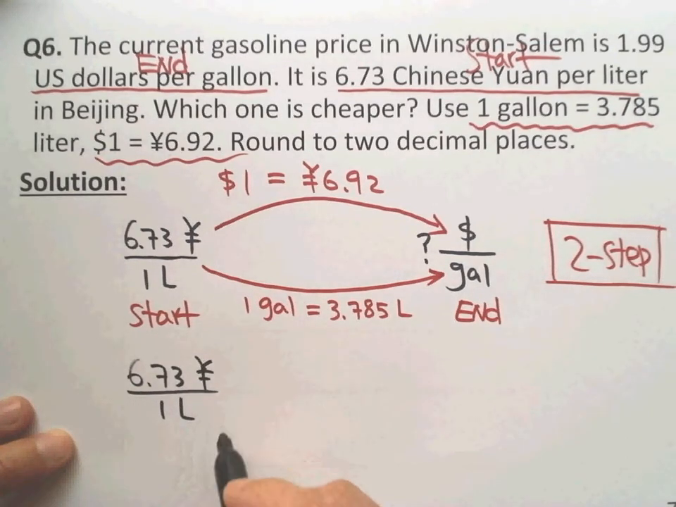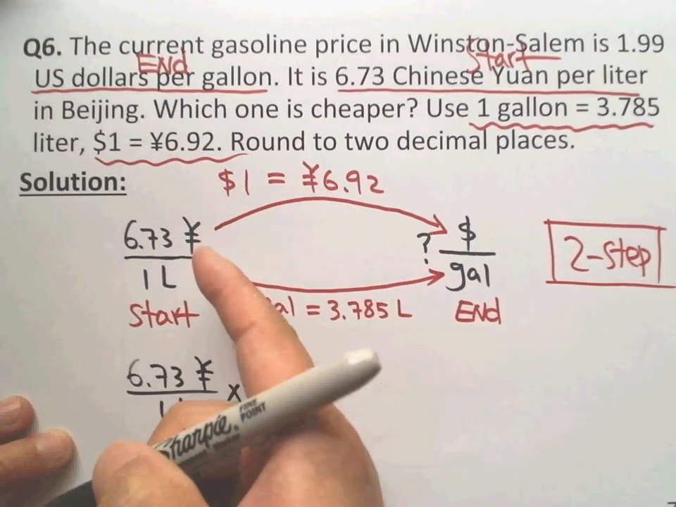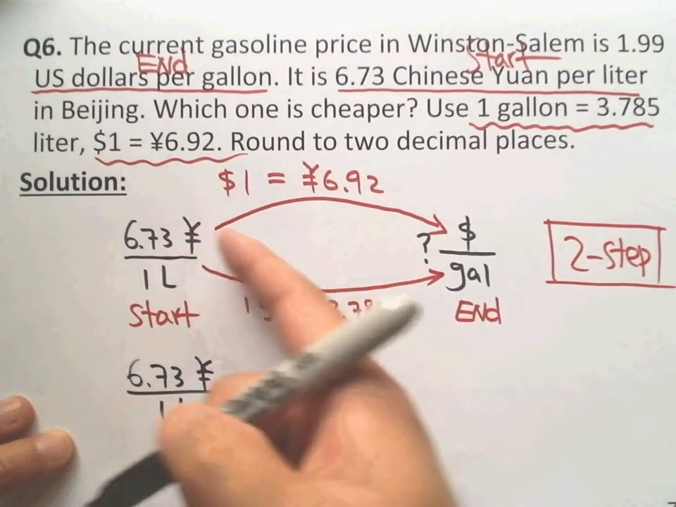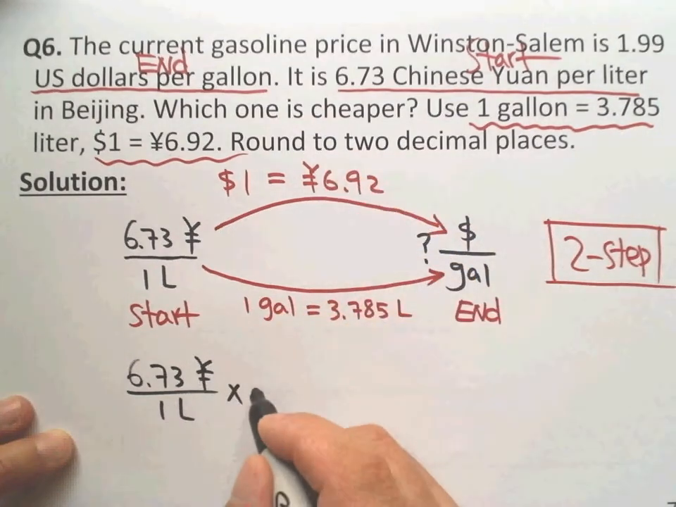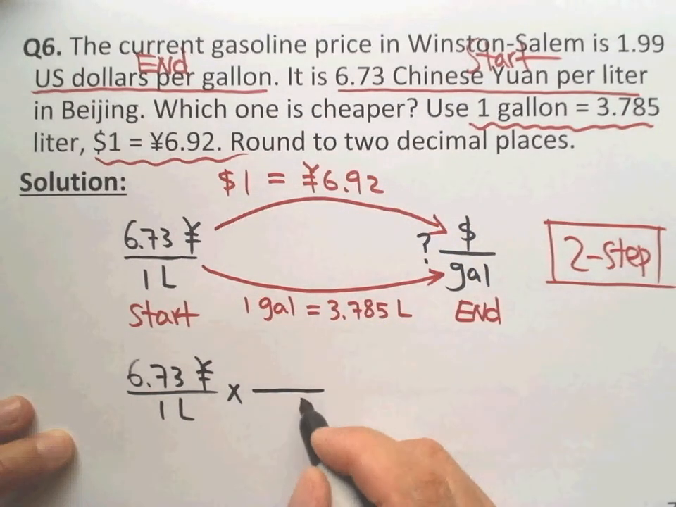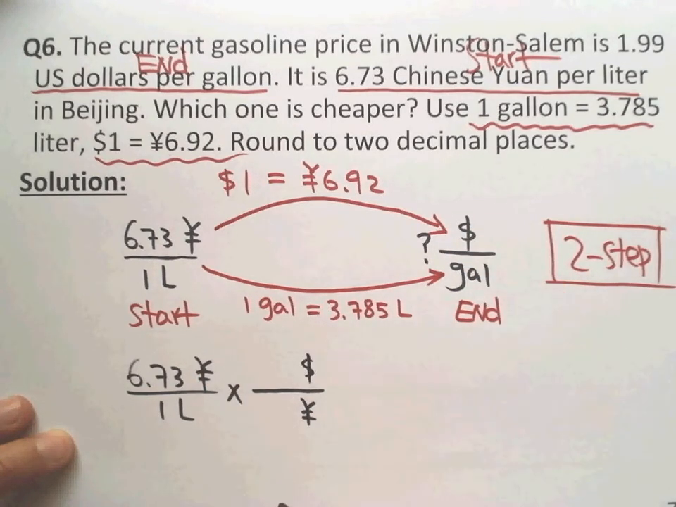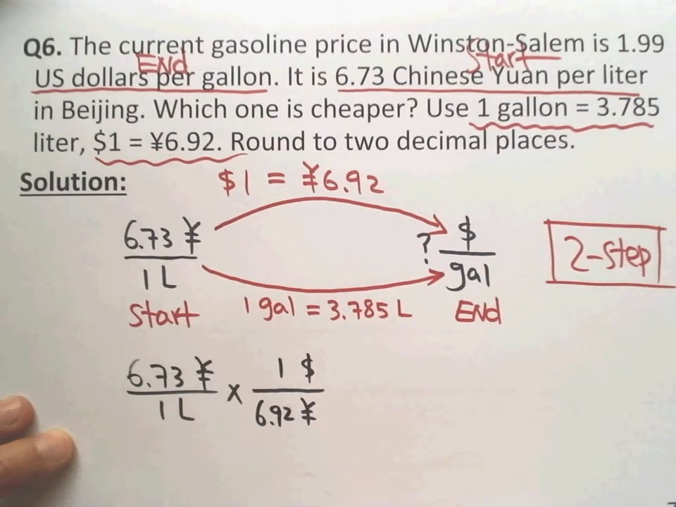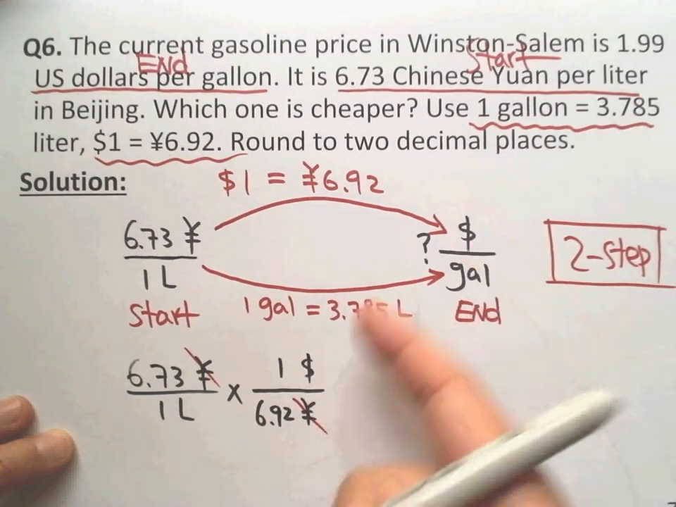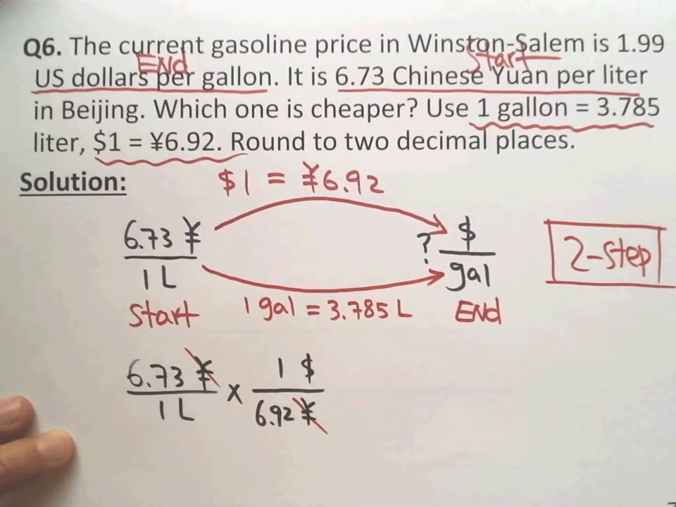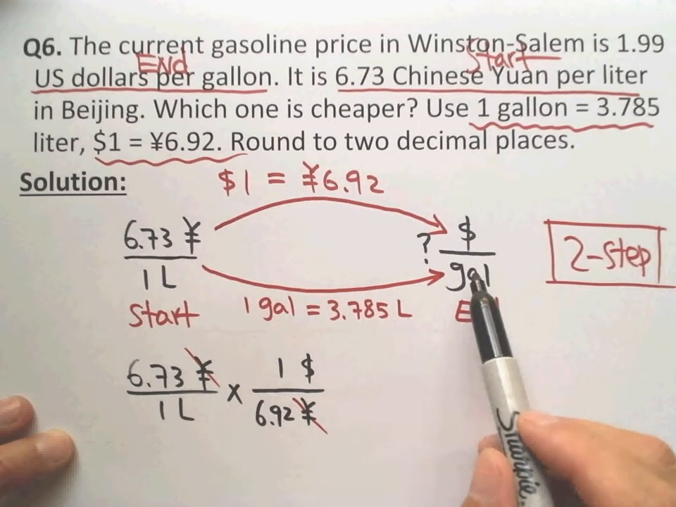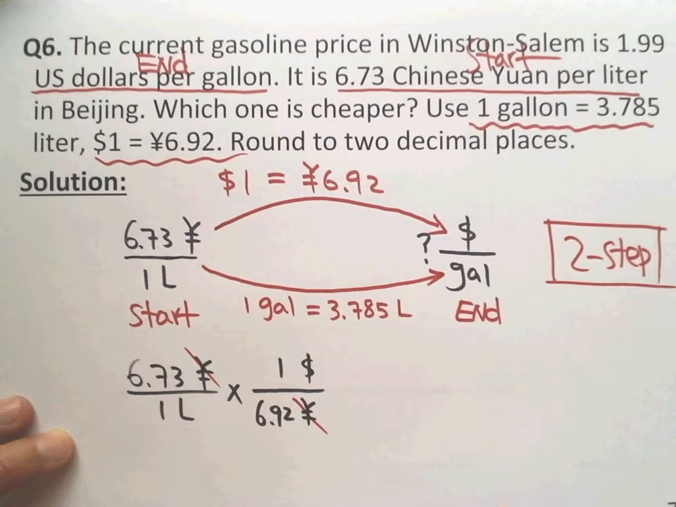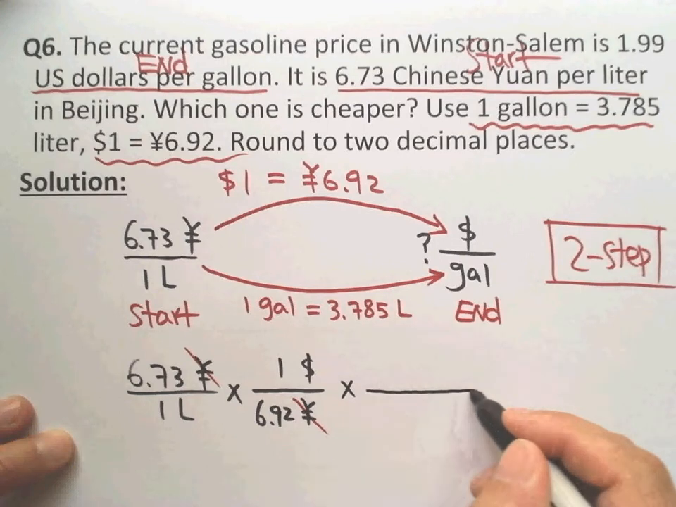Okay, now what are we going to do? You just set up, right, at the beginning. So I set up 6.73. This is Chinese yuan per 1 liter. And then the first step I am going to convert at the top, the Chinese yuan to US dollars, using this relation. So set up a fraction. I have to put the Chinese yuan here because I want to cancel. And then I will put the US dollars there. The relation: $1 equals 6.92 Chinese yuan. Okay, and then if we cancel this, see the top already goes to the US dollars.